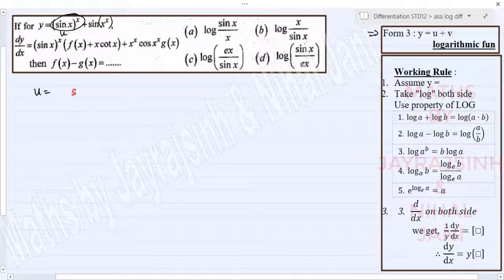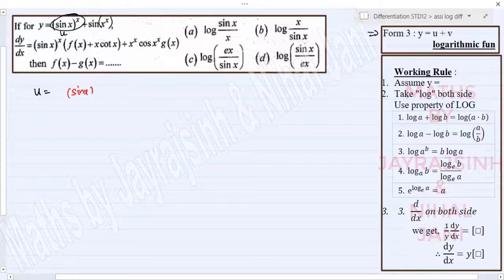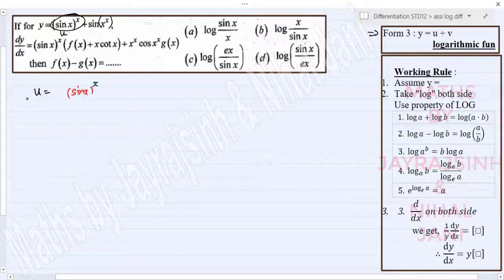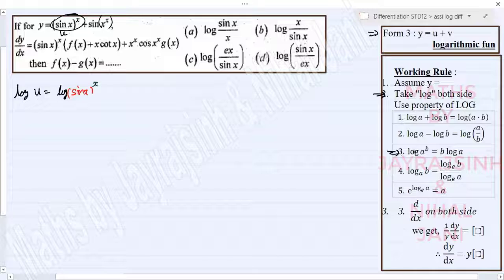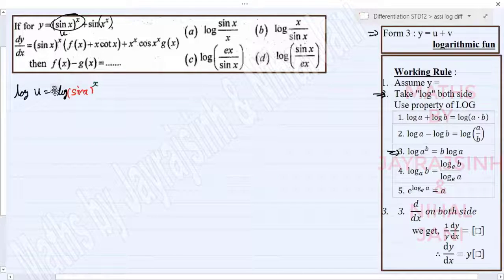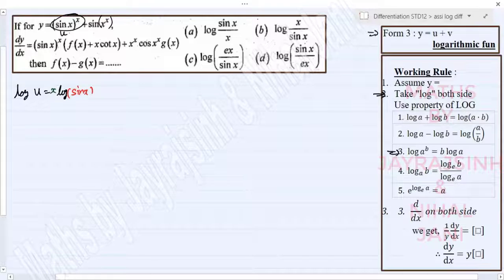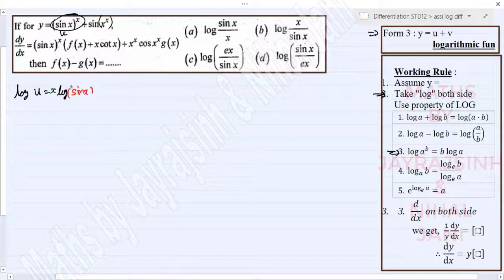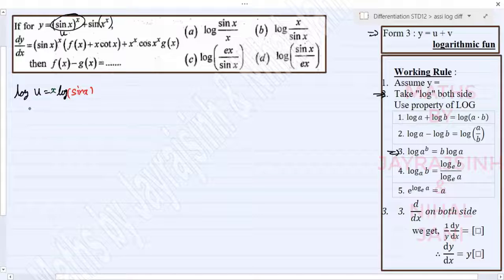Your u is sin x whole raised to x. Now, to differentiate u, you have to take log on both sides. So we get log u, and let's apply the third property. So we can say this x will go within the multiplication of log. So we get the simplest form of log u, which is x log sin x.